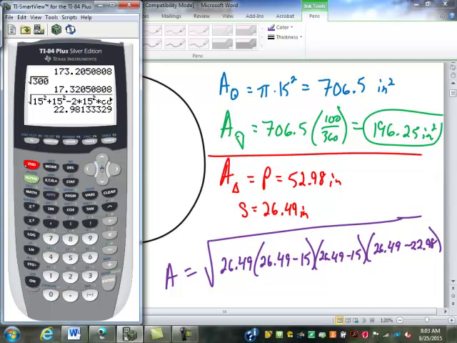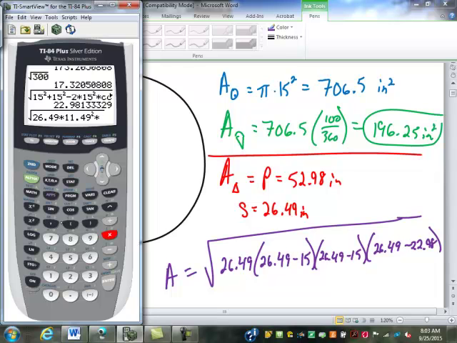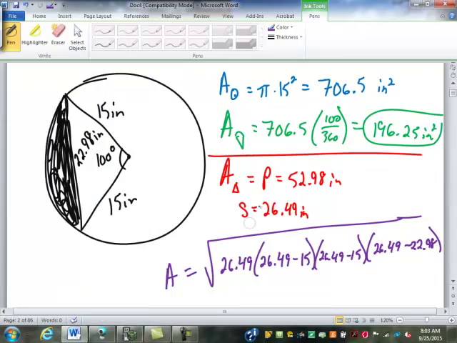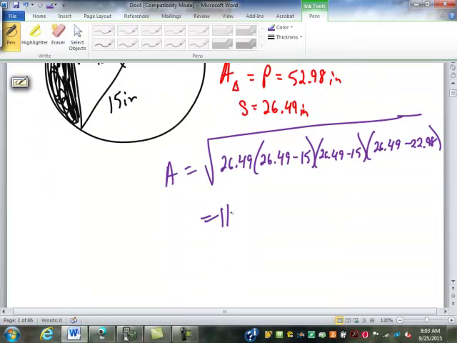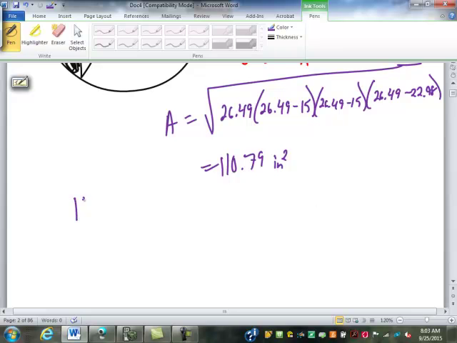Something doesn't work. They can't have the triangle bigger than the sector. Oh, what's that one? 3.51. I get 110.79. So 196.25 minus 110.79, and we get, let's see, it's 85.46 square inches.